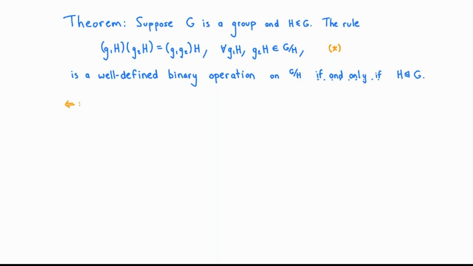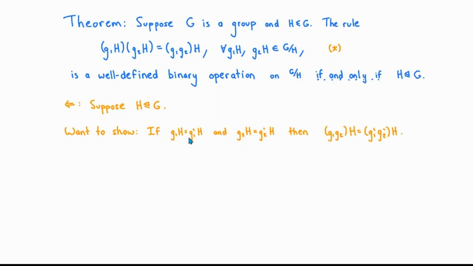Next, for the reverse implication, let's suppose that H is a normal subgroup of G. And here what we want to prove is that this binary operation is well defined on the quotient space. In other words, what we want to prove is that if g1H is g1 prime H and g2H is g2 prime H, then when you multiply together these two cosets, the answer doesn't depend on the choice of representatives, so that g1 g2 H is the same left coset as g1 prime g2 prime H.